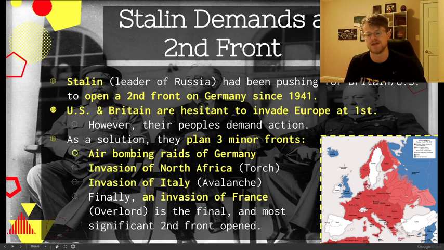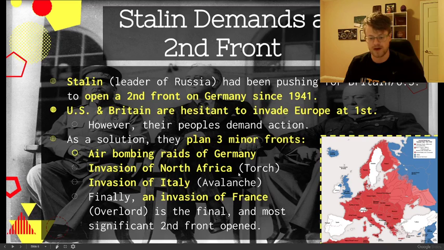So what we're going to see is three minor attempts made at first. And when I say minor, they're just consequentially a build up to the really, really important one, which is the invasion of France itself. So what are these three minor ones? Air bombing raids over Germany. We'll talk about those more later.